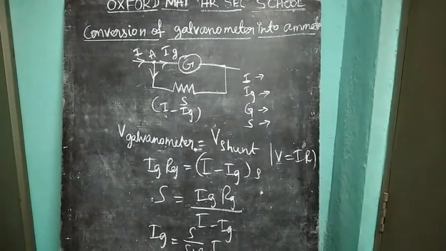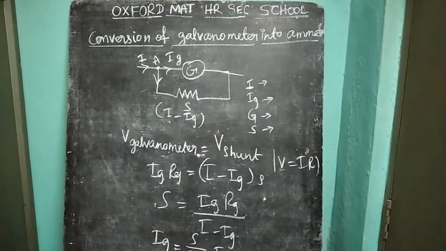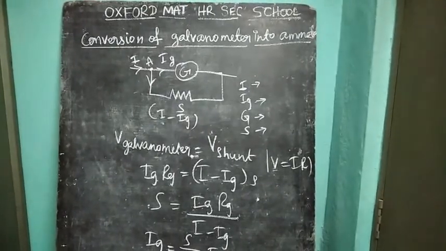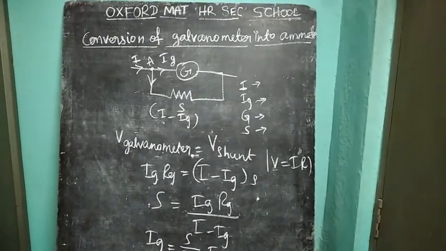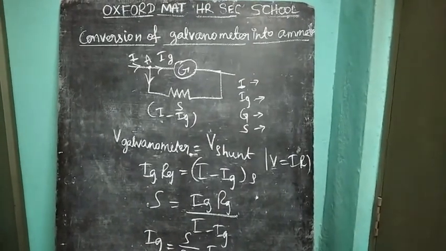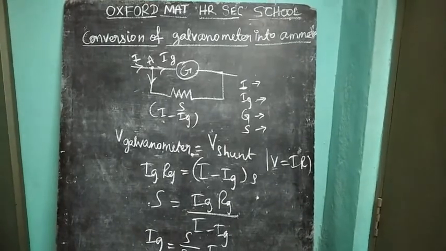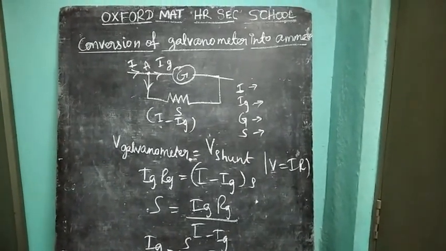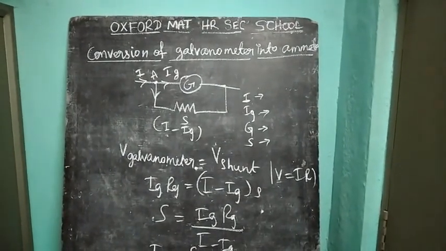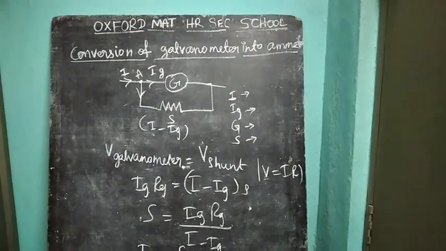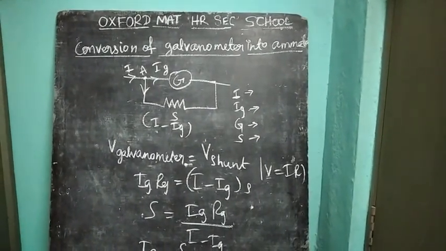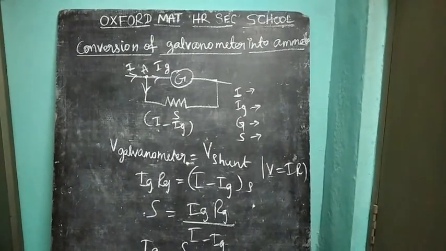A low resistance is connected in parallel to the galvanometer. The galvanometer can then be converted into an ammeter. The low resistance connected in parallel to the galvanometer is called the shunt resistance. From the diagram, I is the current flowing through the circuit, Ig is the current flowing through the galvanometer, G is the galvanometer, and S is the shunt resistance.